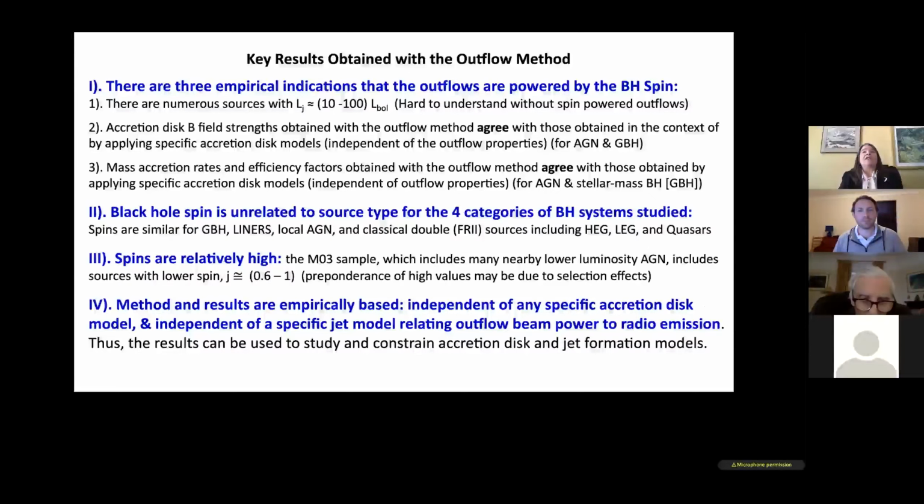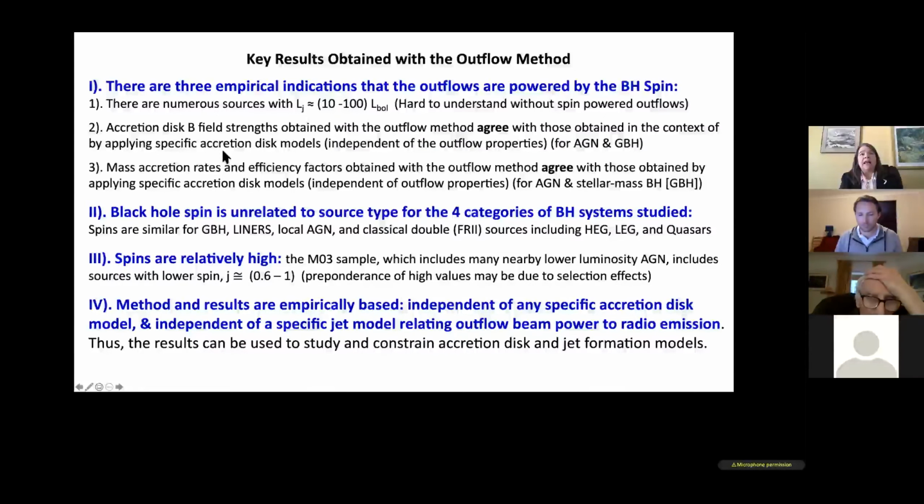Okay, so here are the key results obtained with the outflow method. There are three empirical indications that the outflows are powered by black hole spin for the sources studied. There are many sources with beam powers 10 to 100 times larger than the radiant luminosity of the disk. And it's hard to understand how such a powerful outflow could be produced unless it's spin powered, as has been pointed out by many people for a long time, especially with regard to LINERs.